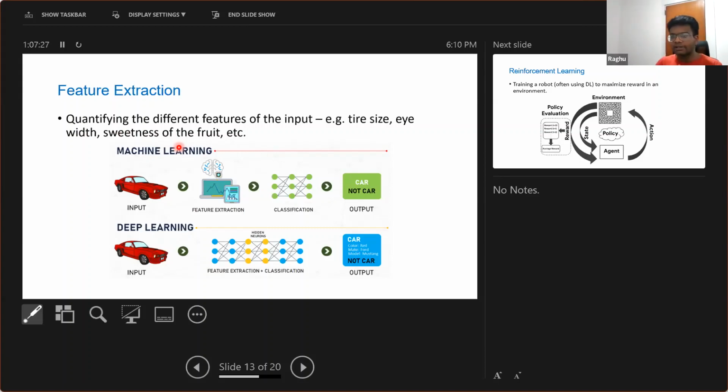Say I ask you guys to figure out what features we can use to distinguish between fruits. Can anyone say anything? What can we use in fruits to distinguish one from the other? Size. One thing is color. Yeah, exactly. So color, texture, sweetness, size.